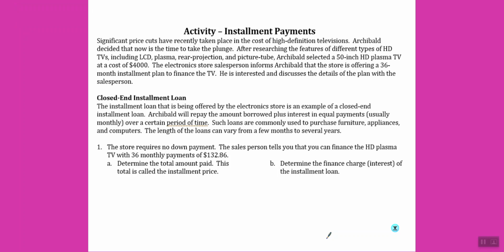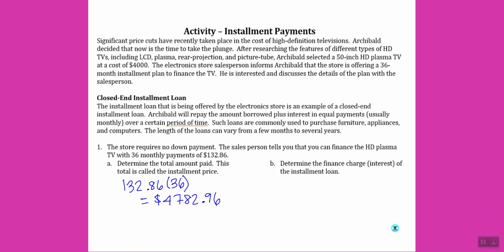The salesperson tells you that you can finance the HD plasma TV with 36 monthly payments of $132.86. Determine the total amount paid. This total is called the installment price. So we would take $132.86 times 36 payments, and we would find that we end up paying $4,782.96 for the TV.